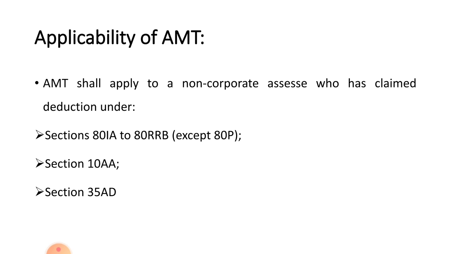So, alternate minimum tax provisions are applicable only when normal tax payable is lower than alternate minimum tax in any financial year. In any financial year, if normal tax is higher than the alternate minimum tax, they have to pay the normal tax only, as I told earlier.